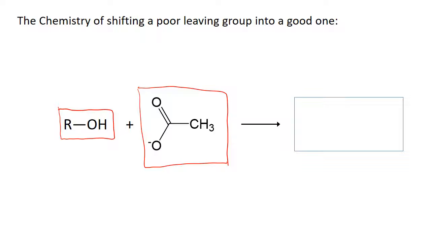Now, if we try to perform this reaction, what will we get? We will get nothing. This reaction is not going to proceed. We have to do something. We have to make this OH group, which is a poor leaving group, into a good one. How do we do that?